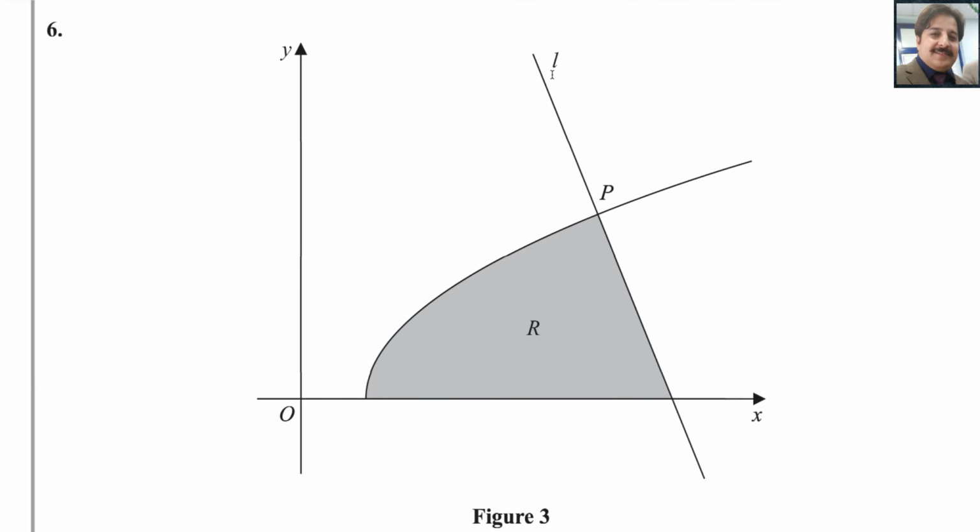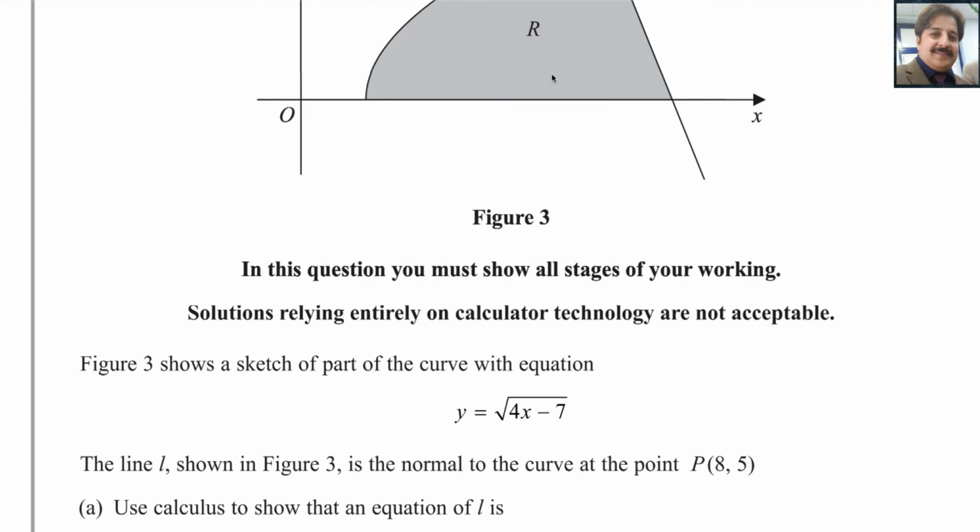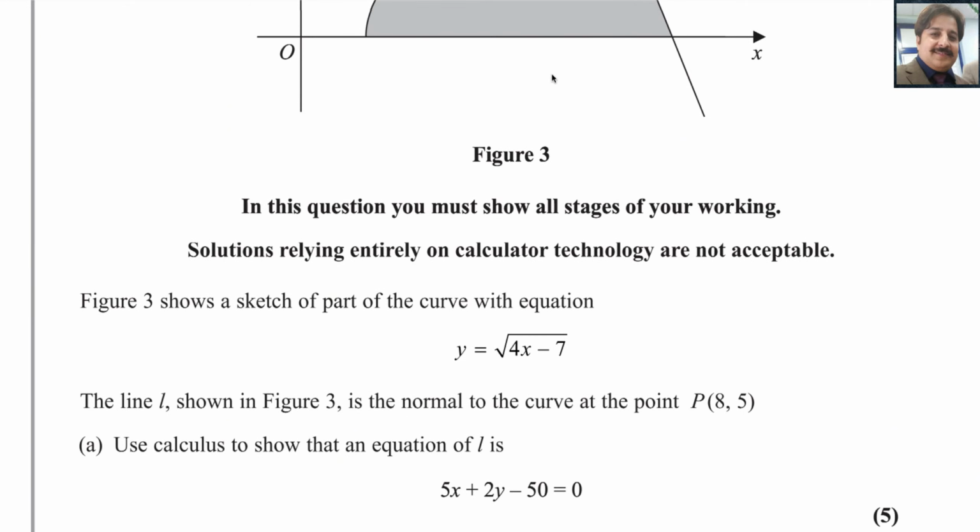In this video I will answer question number 6 from the Pearson Edexcel A-level exam for Pure Math 3. This exam was taken in the May-June session, year 2024. The paper reference code is WMA13/01. Let me read the statement of this question.